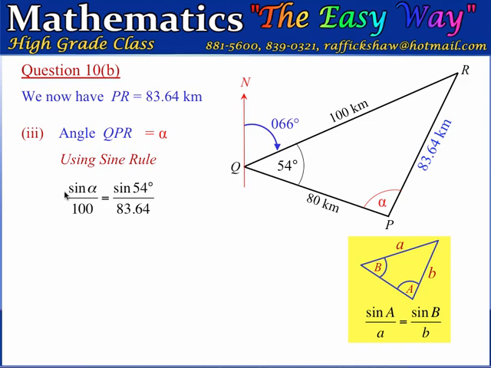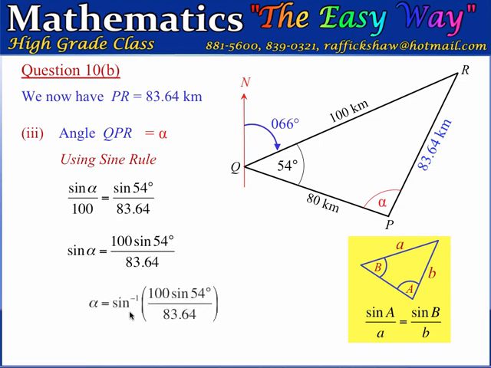And to make alpha the subject, we can first multiply the 100 across this side. And this is it. Sine of alpha will be equal to 100 multiplied by the sine of 54 degrees divided by 83.6. And if sine of alpha is equal to this expression, then it means that alpha is equal to sine to the minus 1 of this expression. To find the angle, we have to take the inverse sine. And when we do this calculation, our result is 75 degrees to the nearest degree, as we were asked to give our answer to the nearest degree. And so alpha is 75 degrees. And that's our answer for this part of the question.